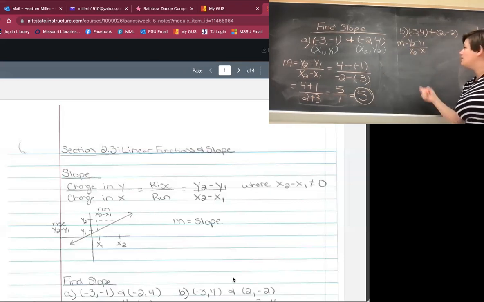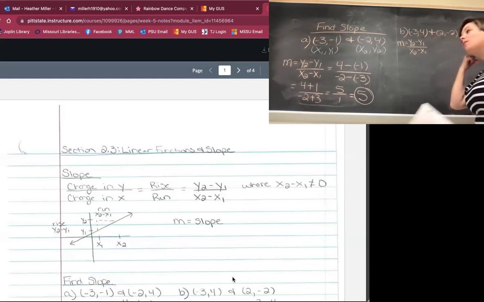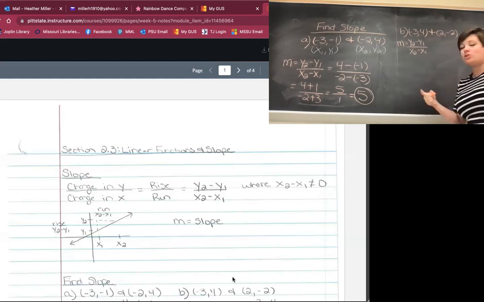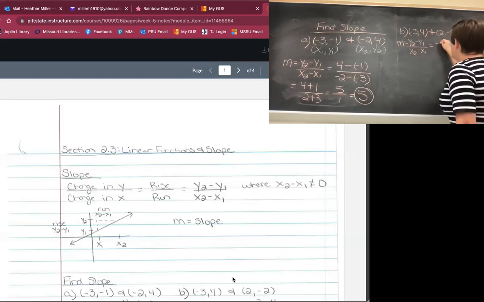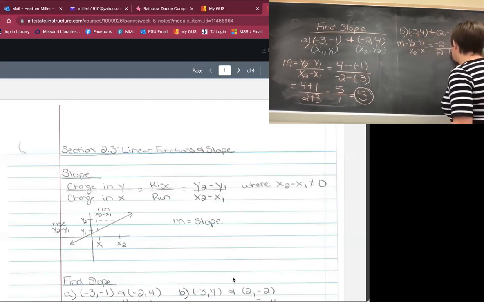I'm sure you're tired of hearing me say that, but the reason I do that is so that it gets in my head. I need to memorize these formulas so that I can use them whenever on a test or the final, it asks me to find slope. I'm not wondering, was that x2 minus x1, or was it x2 minus y2? The more you write it down, the repetition of it's going to get it stuck in your head. So y2 is -2 minus y1, which is 4, all over x2, which was 2, minus my x1, which is -3.